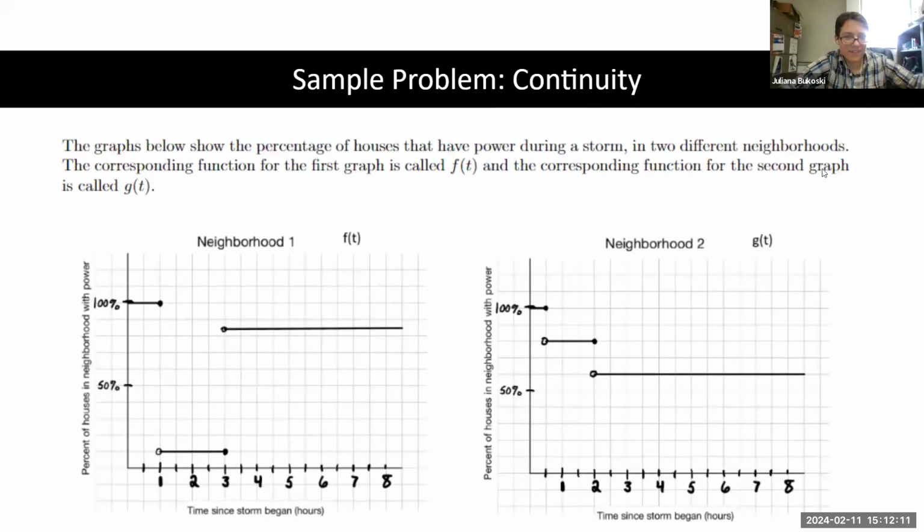Yeah, so here's another example. This was kind of a challenge topic to write for, because it's continuity, which usually doesn't have a lot of applied situations to go with it. But we came up with this example where we have two neighborhoods during a storm, and what percentage of the houses in the neighborhood have power.